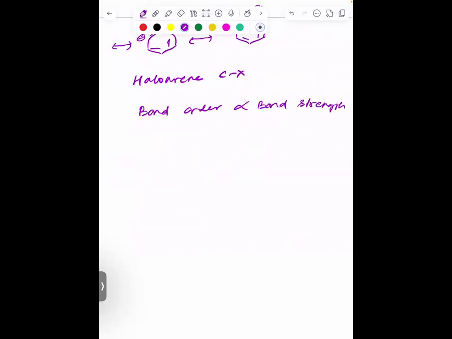Okay students, so in general, the more the stability of the intermediate, the more is the reactivity of the haloalkane.